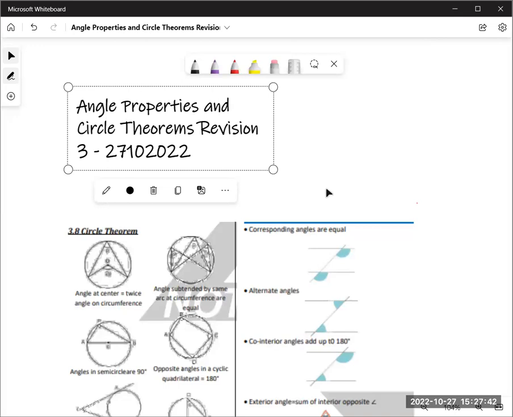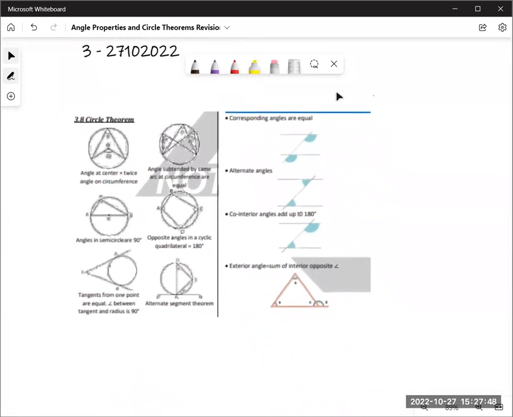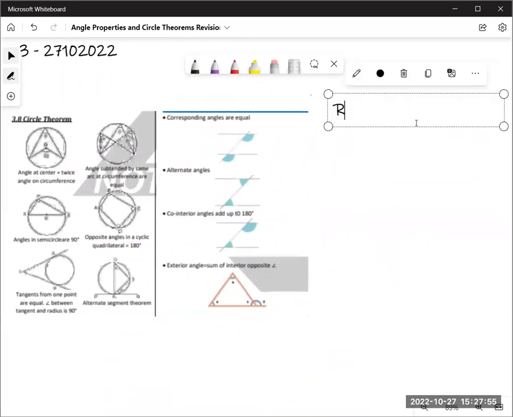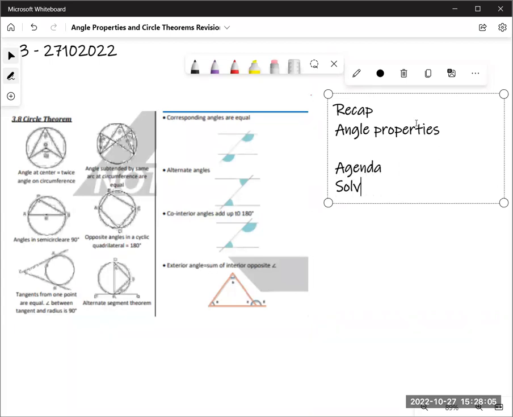We're studying IGCSE maths and we're starting angle properties and circle theorems revision 3. This is the third class on the revision. And in the last class, we have done all this already. We did angle properties to recap, and before that, we did circle theorems. Now today, the agenda is basically to solve questions.